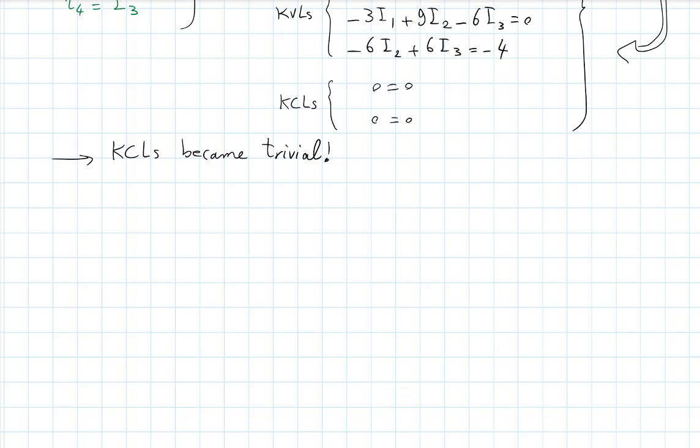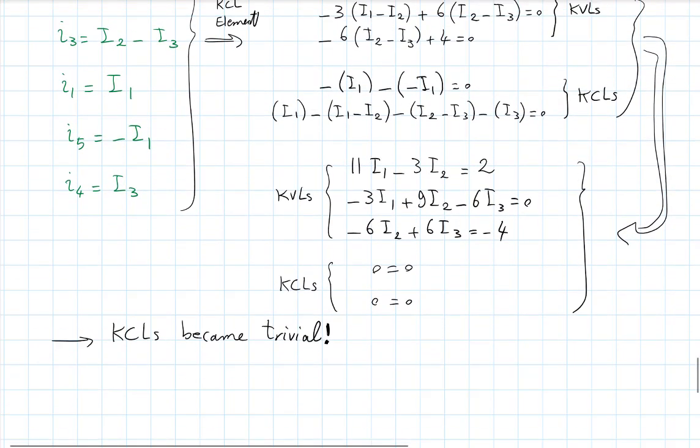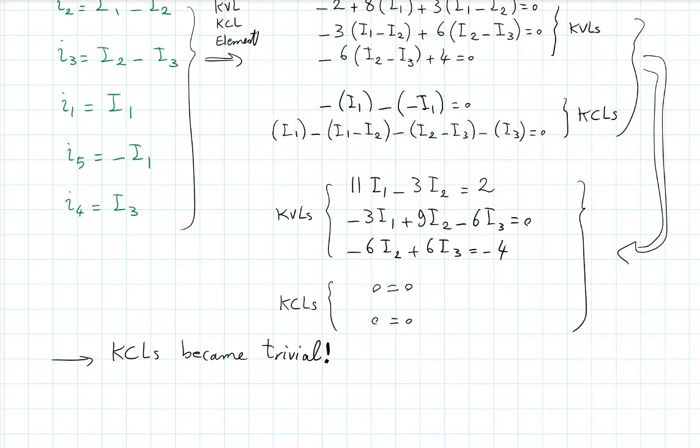Now think about it for a moment. Does this mean that there is really no information in KCL? I mean, this is something we've been using and gotten real information from it for the past month or so. So what kind of trick is this? Think about that for a moment. What happened?